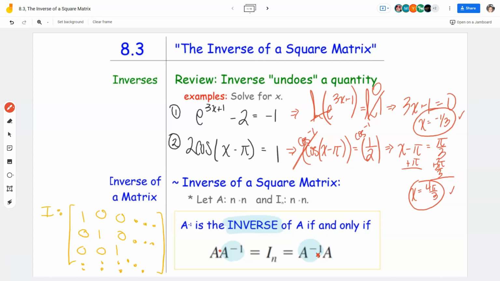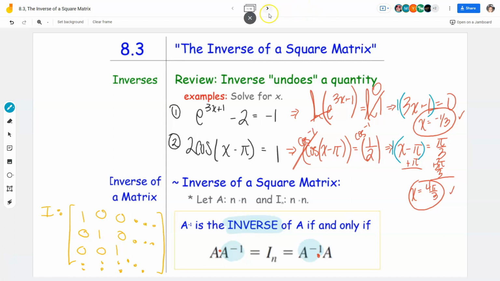What did ln and e turn into? 1. It turned into 1 times 3x plus 1. What did cosine inverse of cosine turn into? 1. Multiplicative identity.